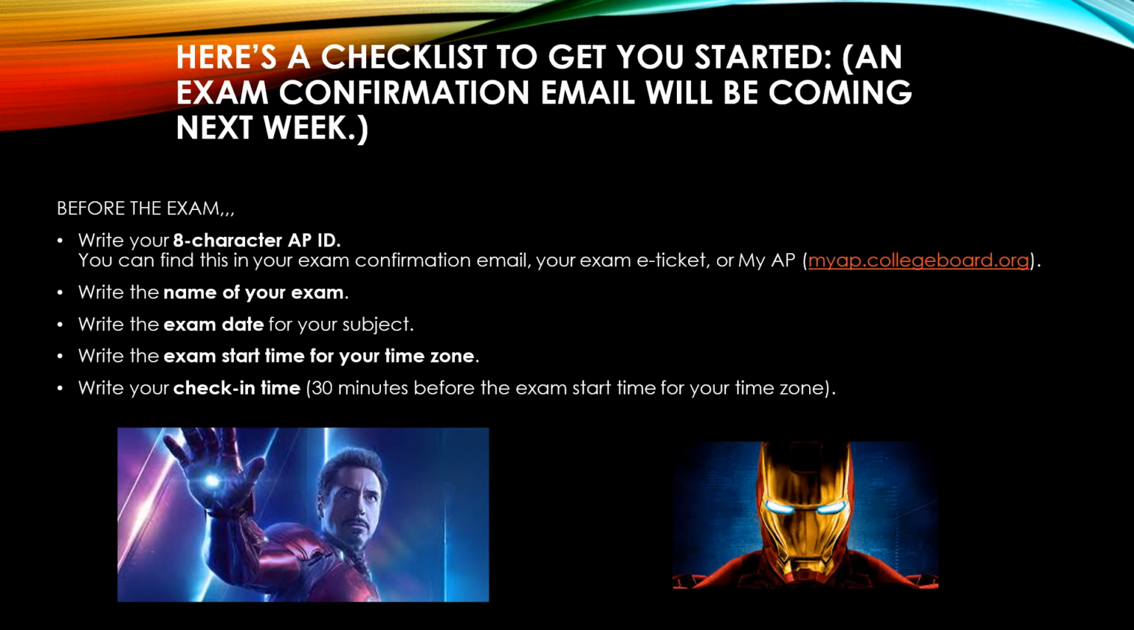Here's a brief checklist to get you started of things that you will want to do before the exam. First, you will want to write down your 8-character AP ID. And you can find this in your exam confirmation email and your exam e-ticket, or in My AP. Your exam confirmation email I will mention later, but you will receive it on May 4th. Your e-ticket you will receive 2 days before your exam.